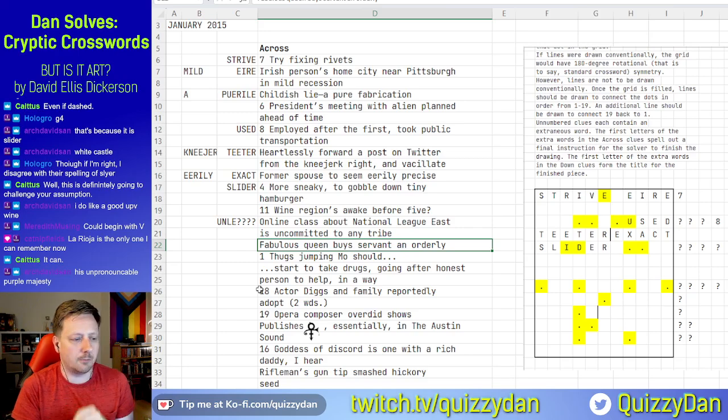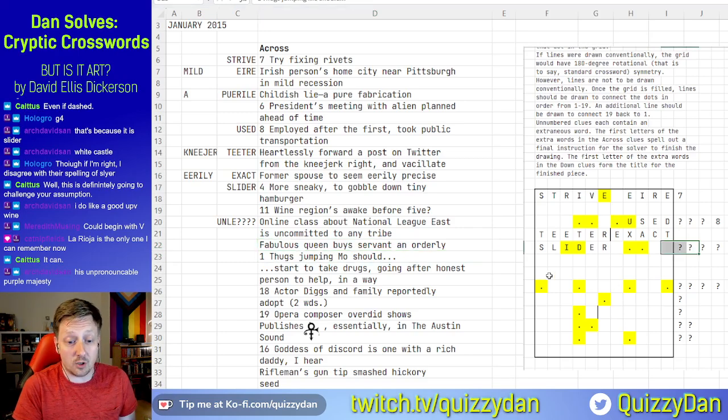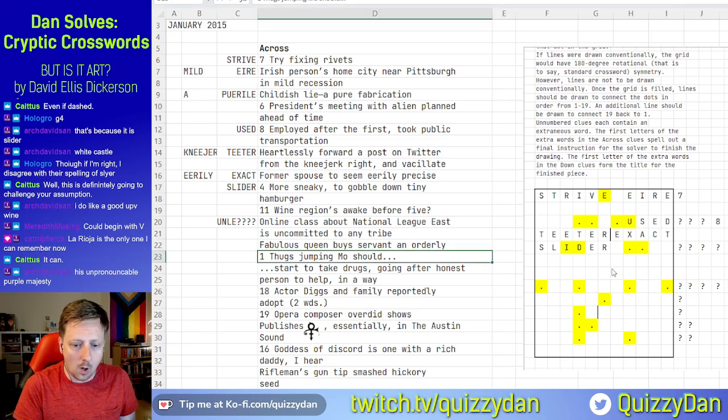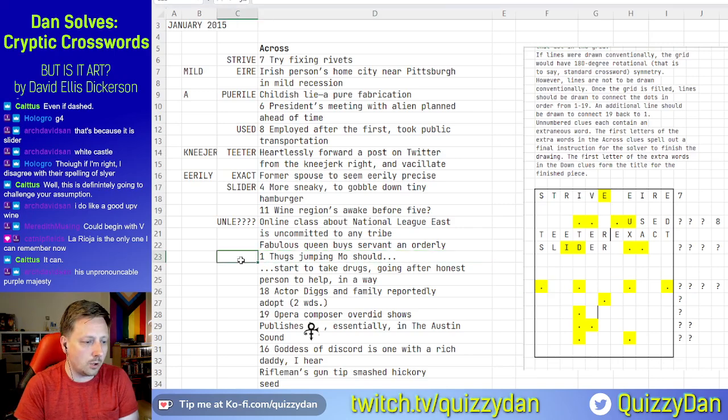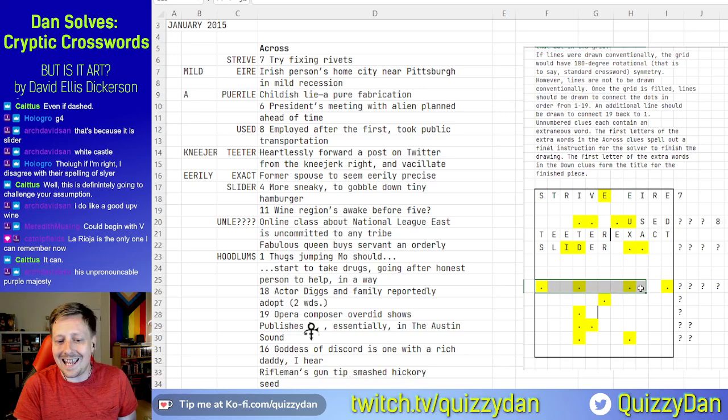No, I'm going to come back to that one as well. So the downs will very much help when we get there. Right, we're at 1, so we have to be in this row. And it's probably going to be this one. Thugs jumping, Mo should. Oh, okay, I've got this. It's hoodlums, because it's an anagram of Mo should. So it's going to be any of these. That's irritating. Hoodlums, because it's an anagram of Mo should.